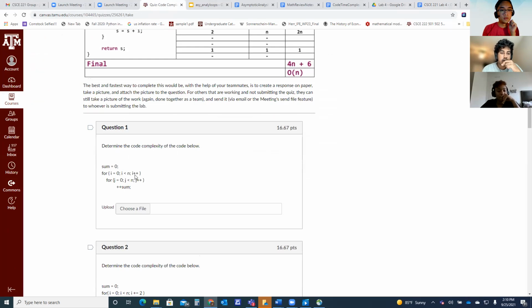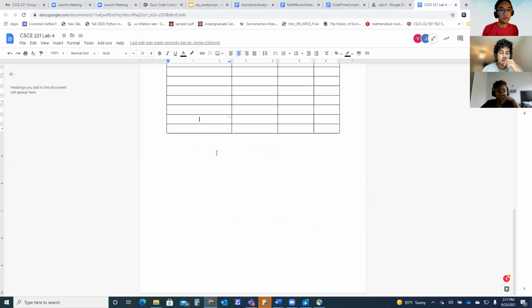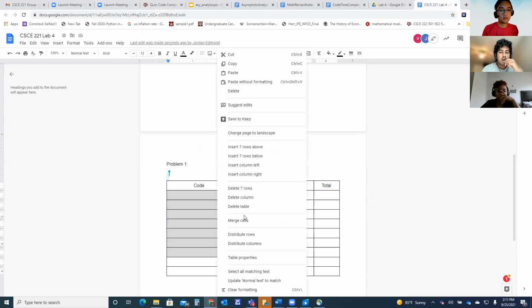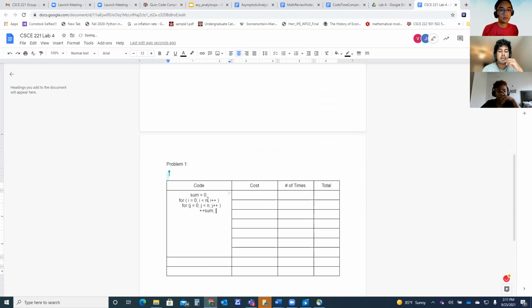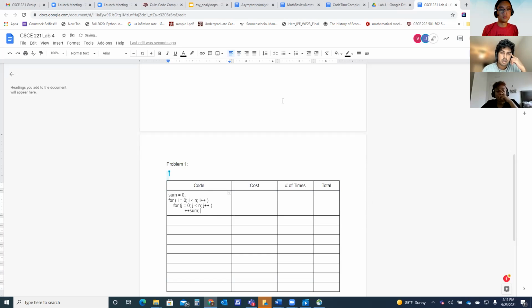Determine the code complexity of the code below. Here, I'll put it in the table. We can actually merge a bunch of this. Would you want to do that? Because I think we want to find the cost for each line, right? Wouldn't it be better just to have it in the rows? Well, code could be merged, but everything else would be separate. You treat it as one iteration. I think if you copy the number of lines it has, it will copy it into the rows appropriately.